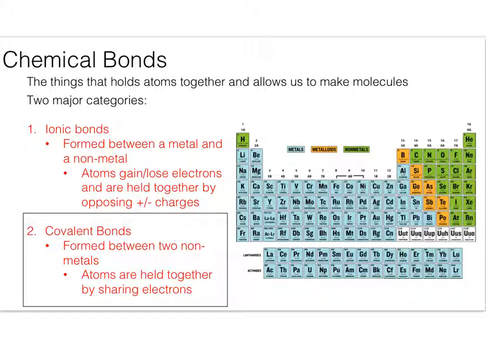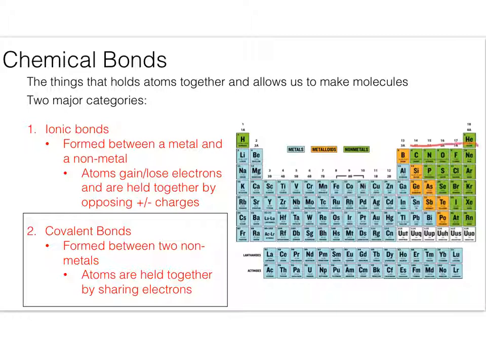Okay, so if we're trying to recap here, chemical bonds, once again, are the forces that hold together atoms, and it basically gives us the ability to make molecules. And we have two categories. We have the ionic bond category. These are bonds that are formed between ions, the positively and negatively charged species. So these are between metals and nonmetals. And today we're going to be talking about covalent bonding, and that's formed between two nonmetals.